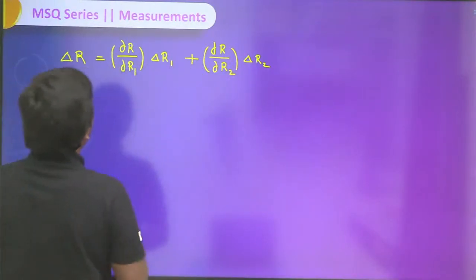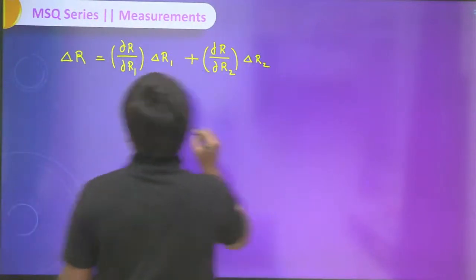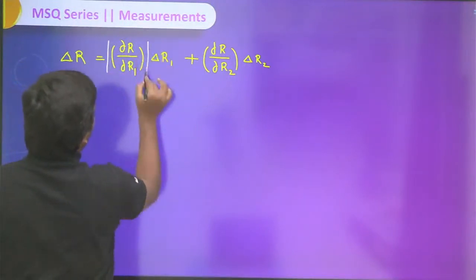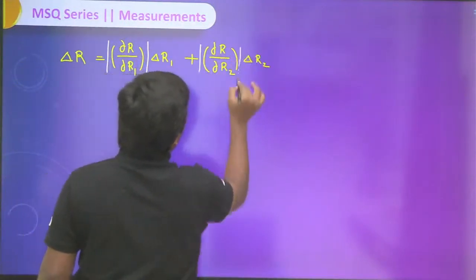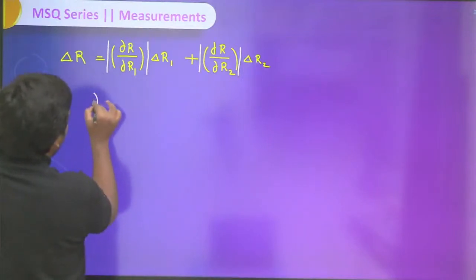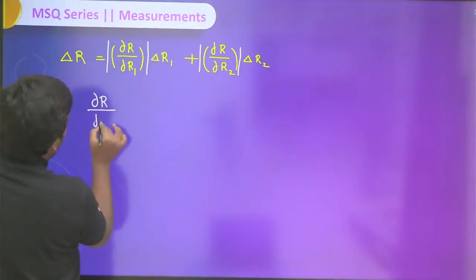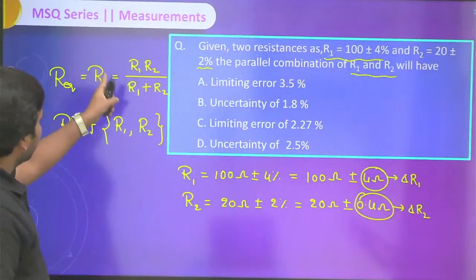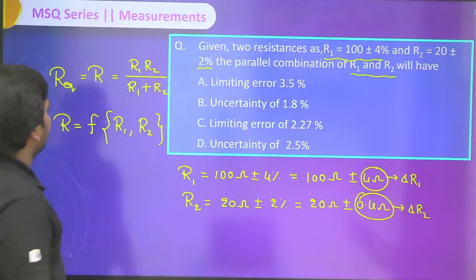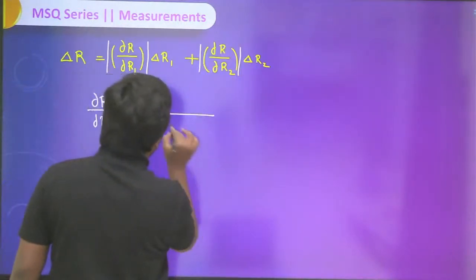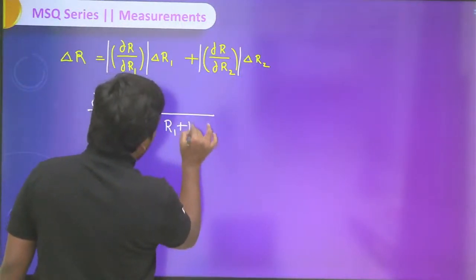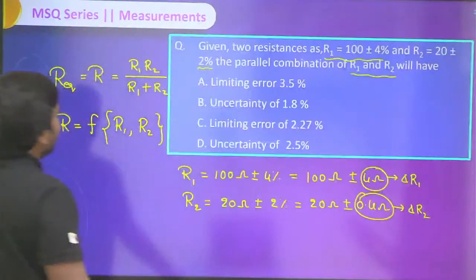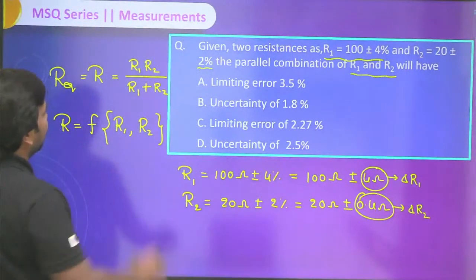Now, how do we get this delta R by R1? If you want to get the absolute maximum error, then it is always advisable to take the magnitude for this one and the magnitude for this one. Can you please tell me what dou R by dou R1 is here? So go back here. This is your resistance. Differentiate this with respect to R1. It may take a little bit more time, but you will not get any wrong answer. So my intention is to make you accurate and then improve your speed. Without being accurate, if you go for speed, then obviously you will fall into a trap, right?